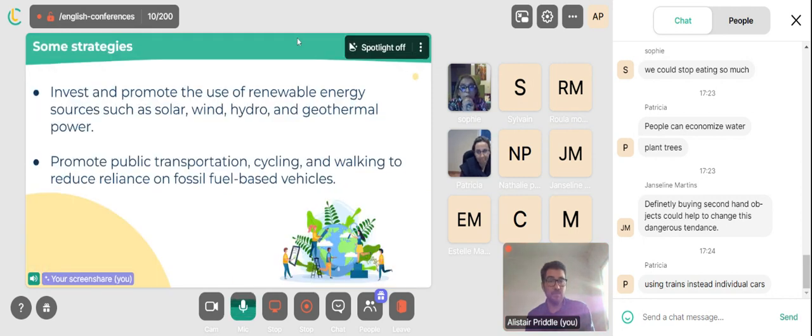Okay, so here are some strategies. Invest and promote the use of renewable energy sources, such as solar. I've got the sun coming in here, such as solar, wind, hydro, and geothermal power. Okay, so all renewable energy sources. We could promote public transportation. Okay, as Patricia said, cycling as well, and walking to reduce the reliance on fossil fuel-based vehicles. Okay, so those are some strategies.